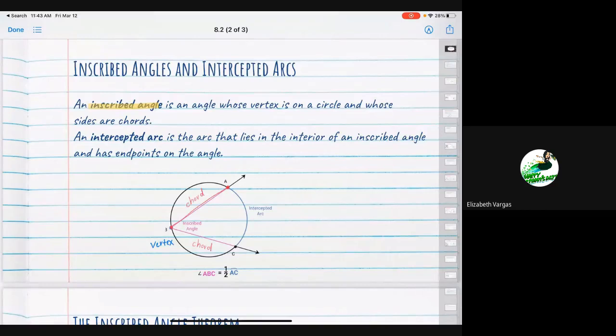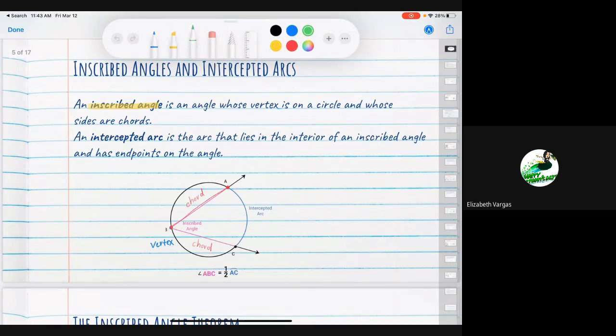So that inscribed angle creates an intercepted arc, which is the arc that lies on the interior of an inscribed angle and has endpoints on the angle. So very similar to what we saw with central angles, this would be the arc. Okay, so we have an inscribed angle and its arc.